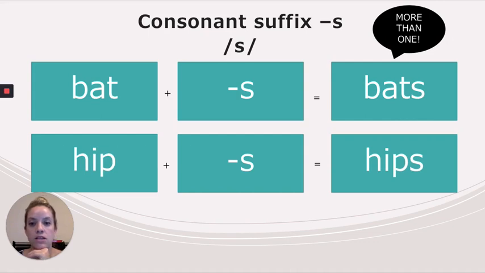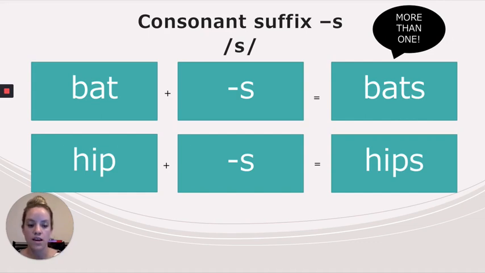Now, these derivatives, remember, the S on the end sounds like an S. Okay, it sounds like an S. So when you're thinking of a word right now, a derivative, I want you to try to think of one that sounds like S and not Z, because we'll talk about that one next.